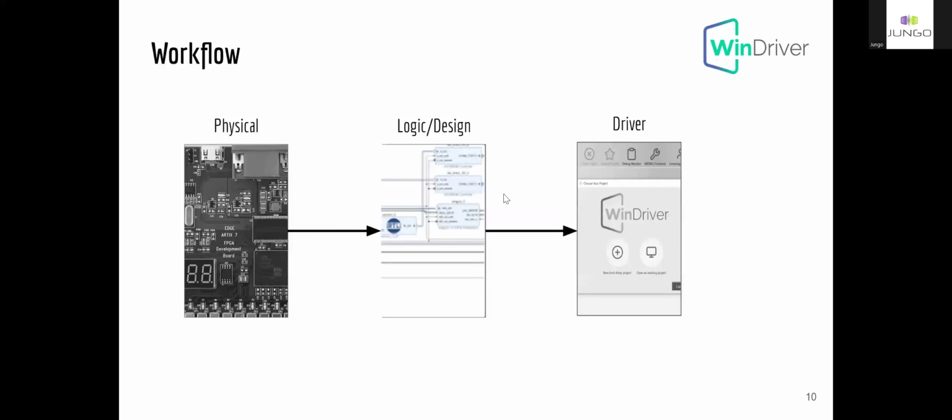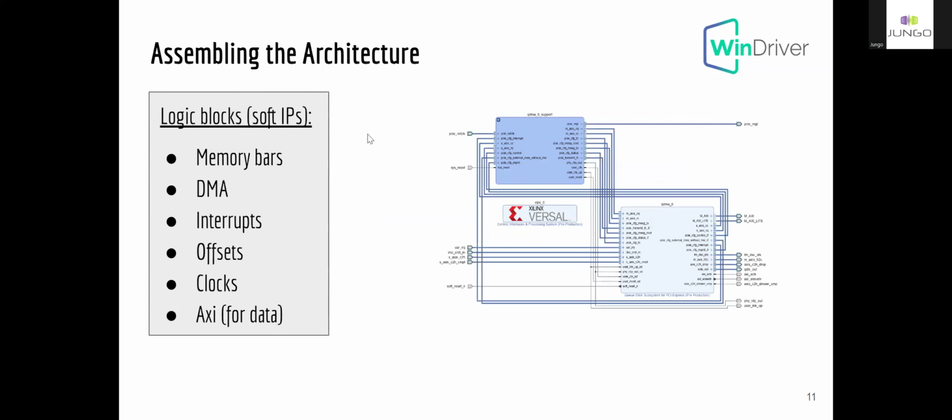Let's move on. So we talked about the physical layer very briefly. Now, once you have your device, you need to start to implement the logic you want on your device. So we talked about logic blocks, soft IPs, which can be used for memory bars, DMA. I will talk generally, mostly on PCIe, from now on: memory bars, DMA, interrupts, offsets, clocks, AXI connectors for data.